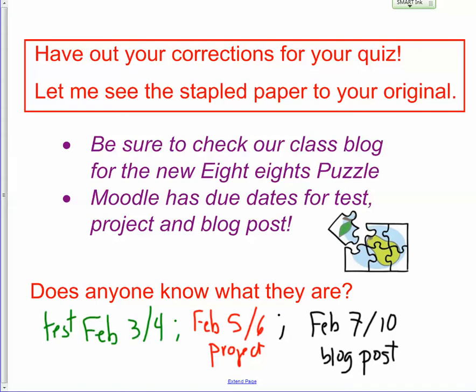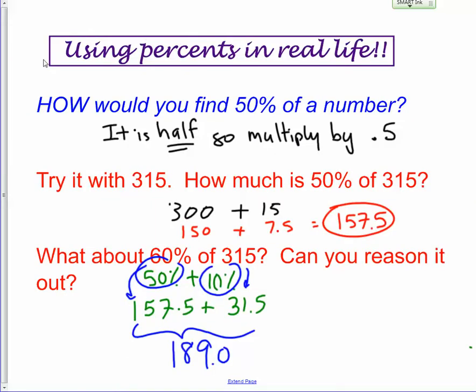So today we really started talking about how do you use percents in real life. And I asked you, how would you find 50% of a number? Most of you said you would just divide by 2. And that's correct, but you need to make sure that you understand that when you find 50% of a number, you also can multiply by 0.5. So you just make the decimal from 50% into 5/10 or 50/100, and of always means to multiply, and I'll show you why in just a minute.